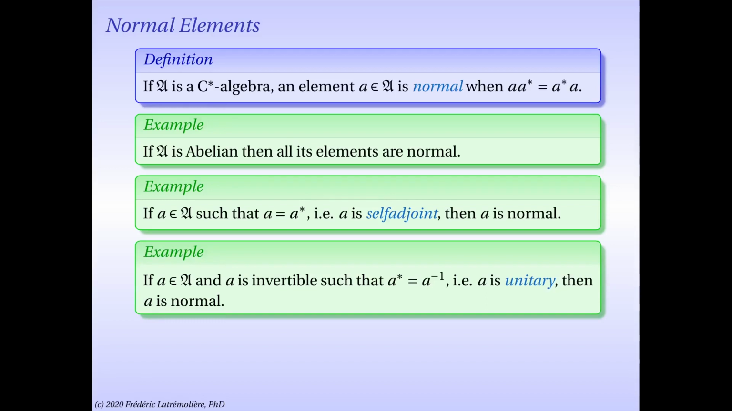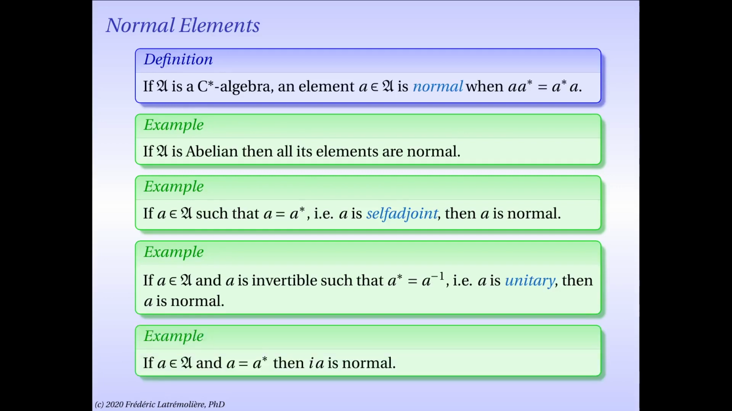If you have an element in a C-star algebra that's invertible and whose inverse is given by its adjoint, that is, if you have something called a unitary element, then again it is normal. You can use such elements to make new types of normal elements. For instance, if you start from a self-adjoint element and multiply it by the complex number i, then you have again a normal element. Its adjoint equals its opposite. Now, there are certainly elements that are not normal in general. For instance, a non-zero nilpotent matrix is automatically not going to be normal. So there are certainly operators that are normal and some that aren't.